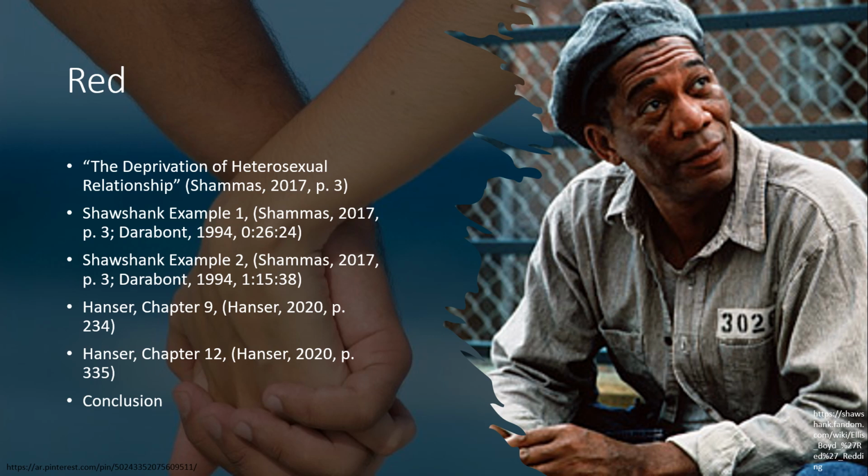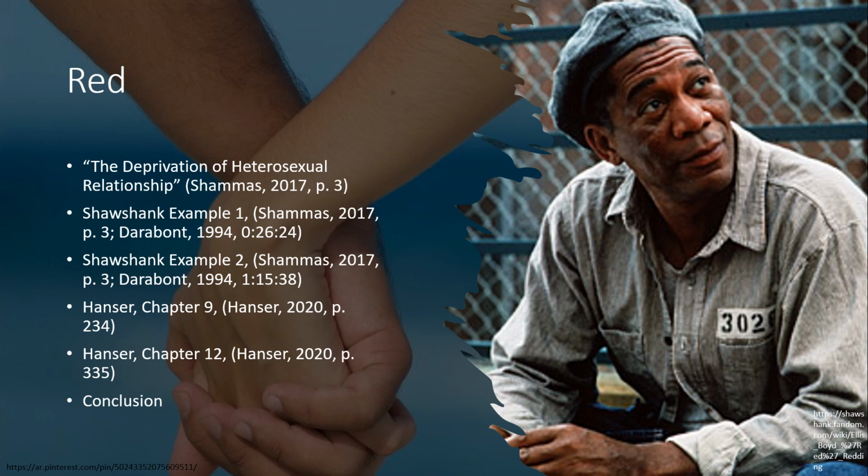The first Shawshank example that best applies to this comes from Darabont 1994, 26 minutes, 24 seconds. This is where Red introduces the sisters to Andy and describes how they use homosexuality as an outlet. It's implied that they use it as an outlet from Red. Red doesn't necessarily say it.